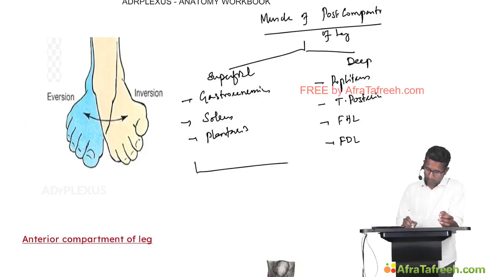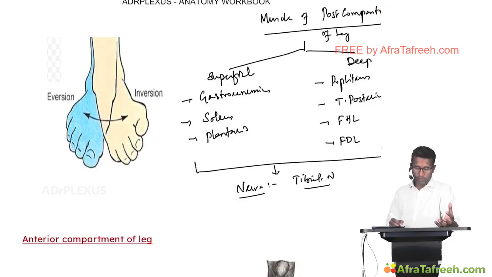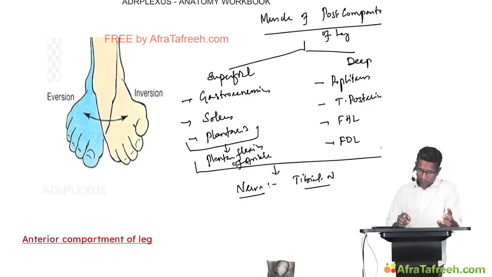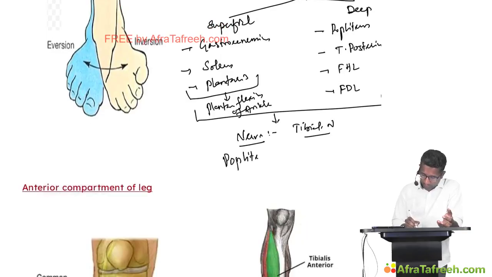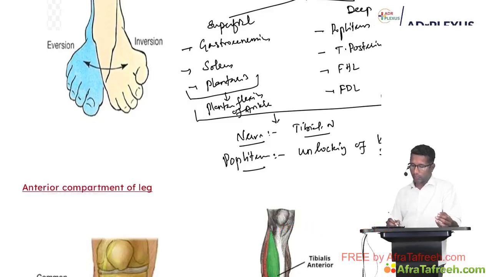The nerve supply for all these muscles is the tibial nerve. It is the tibial nerve which supplies all these muscles. We have seen the action of these muscles: they cause plantar flexion of the ankle, no doubt about it. What is the action of popliteus, guys? Popliteus is an important muscle which causes unlocking of the knee joint. Unlocking of the knee joint is caused by popliteus, which is a very, very important question.